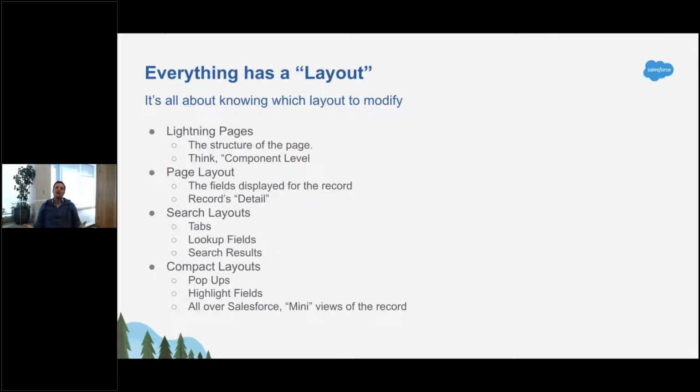So when we're talking about all this, how does all this happen? Every one of these are just layouts. There are many different types of layouts, but they're all point and click. They're all drag and drop. You don't need a computer science degree. You just need to know which layout to modify. And the layouts can control multiple things. So the complexity here isn't doing it, it's just knowing which one to modify, okay?